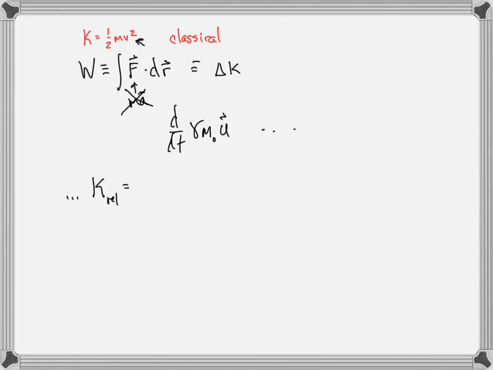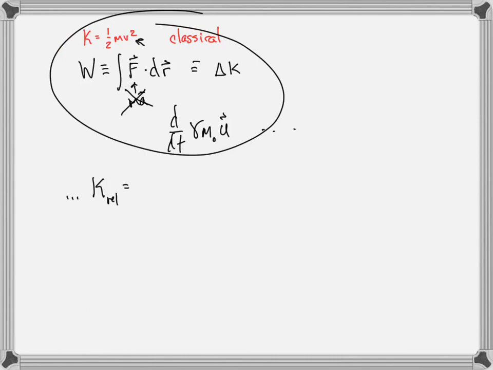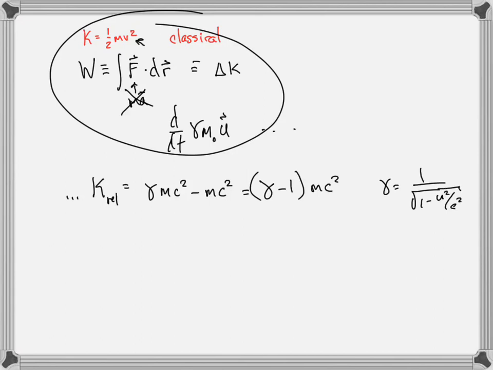I challenge you to calculate it on your own just using this stuff. But anyway, relativistic kinetic energy ends up being gamma mc squared minus mc squared, or gamma minus 1 times mc squared, where gamma is equal to 1 over the square root of 1 minus u squared over c squared, where u is the speed of the particle. So that is a bizarrely different function than the 1/2 mv squared we see at the top.